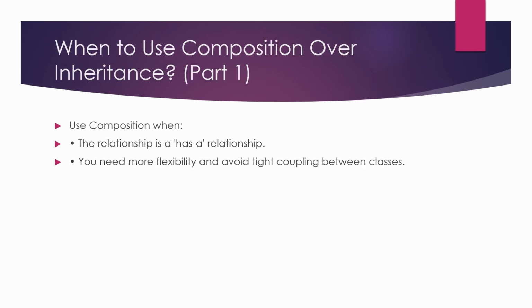So, when should you use composition over inheritance? Composition is ideal when the relationship is a has-a relationship and when you need flexibility. It reduces dependency between classes and avoids creating deep inheritance hierarchies.